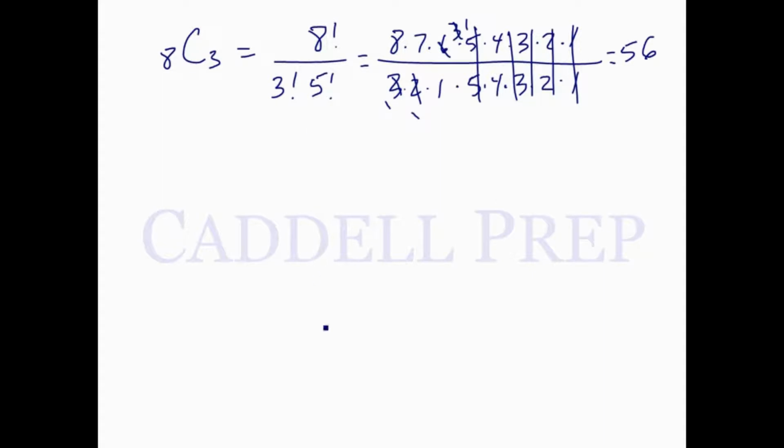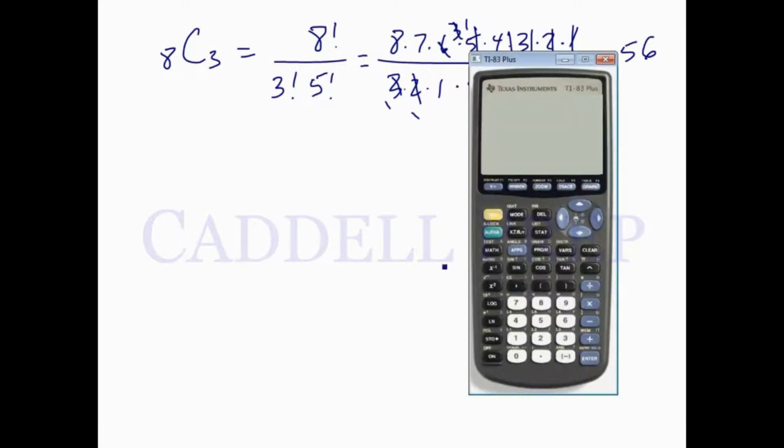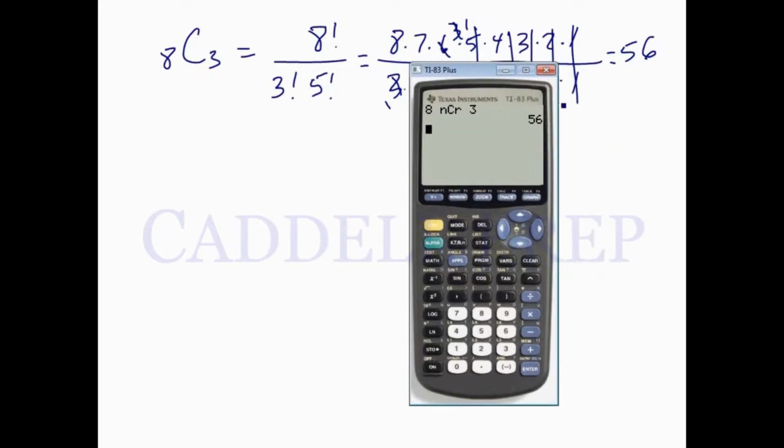And similar to permutations, we could use a calculator for this. So we want to do 8C3, so 8, go to math, probability. Now this time we're going to go to nCr, and then hit 3. And of course we get 56.